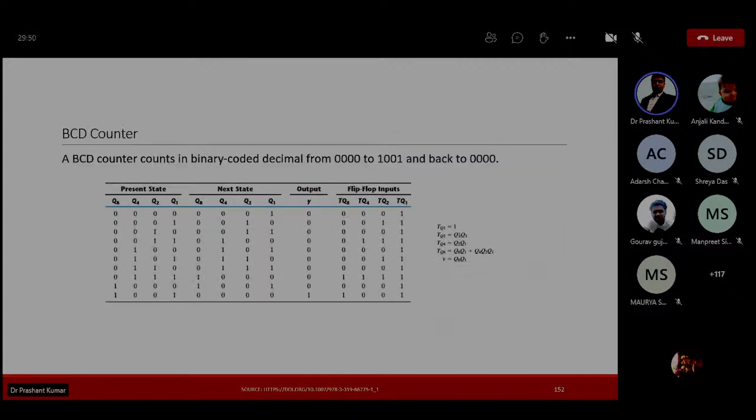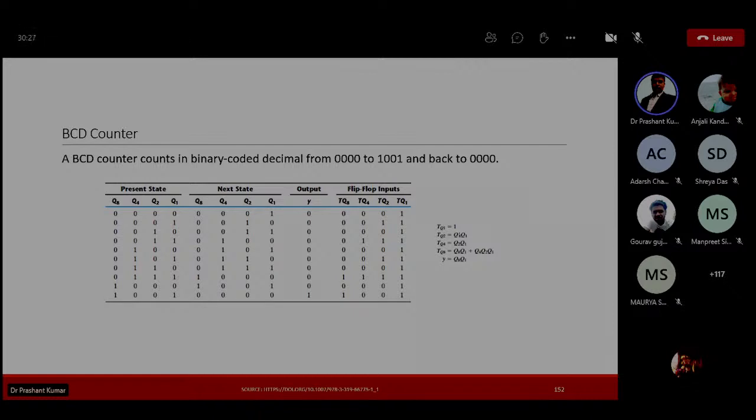The final counter is the BCD counter. A BCD counter counts binary coded decimal from 0 to 9 and back to 0. Because it returns to 0 after counting 9, the BCD counter does not have a regular pattern. So unlike a straight binary counter, to derive the circuit of a BCD synchronous counter, it is necessary to go through the sequential circuit design procedure.